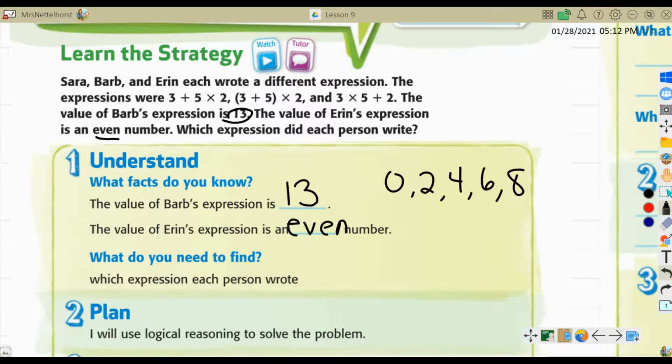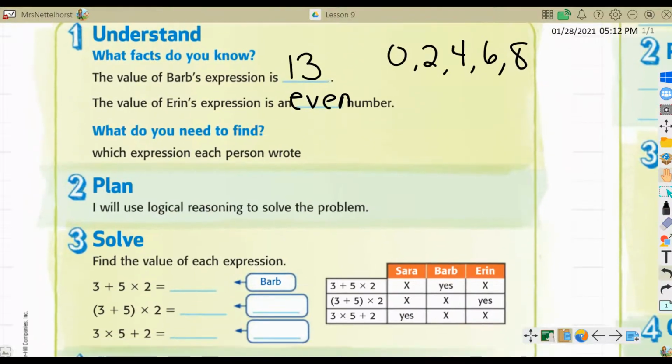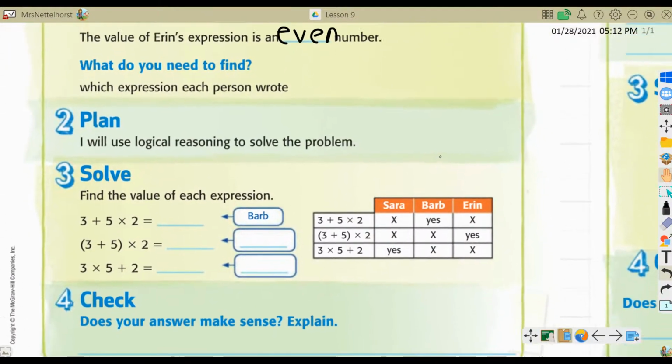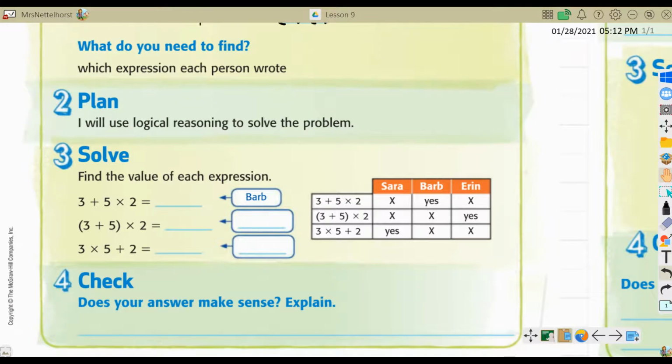So what do we need to find? We need to find which expression each person wrote. So I'm going to use logical reasoning to solve the problem. So let's find the value of each expression first. Now remember, your order of operations is you do whatever's in parentheses first. Then you multiply or divide first. And then you do addition or subtraction last.